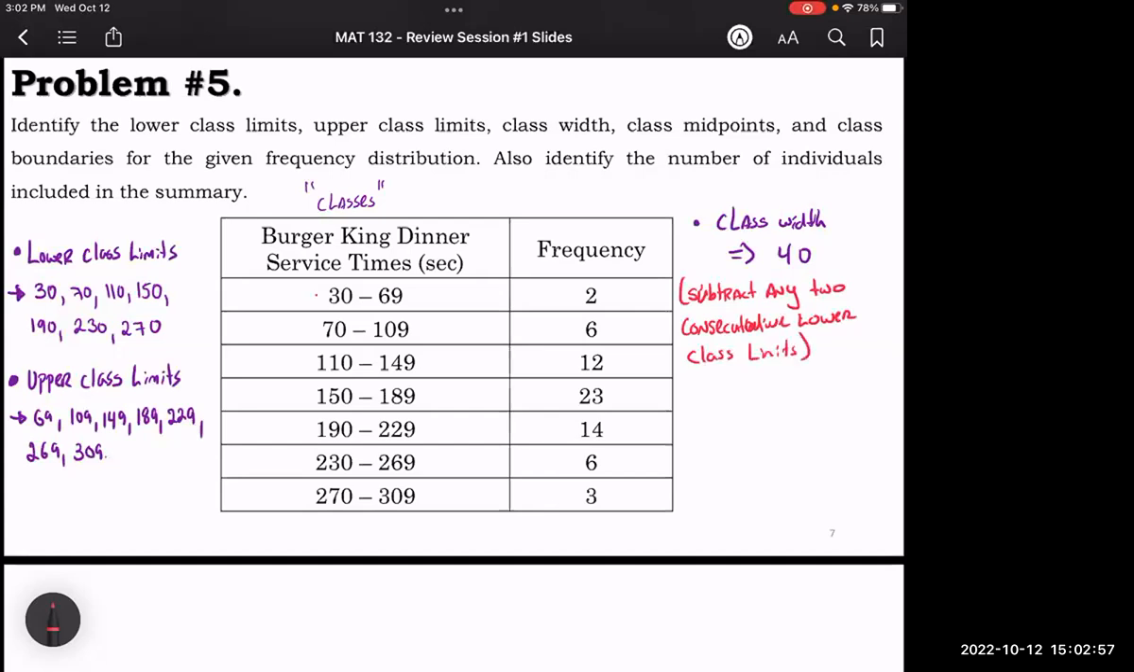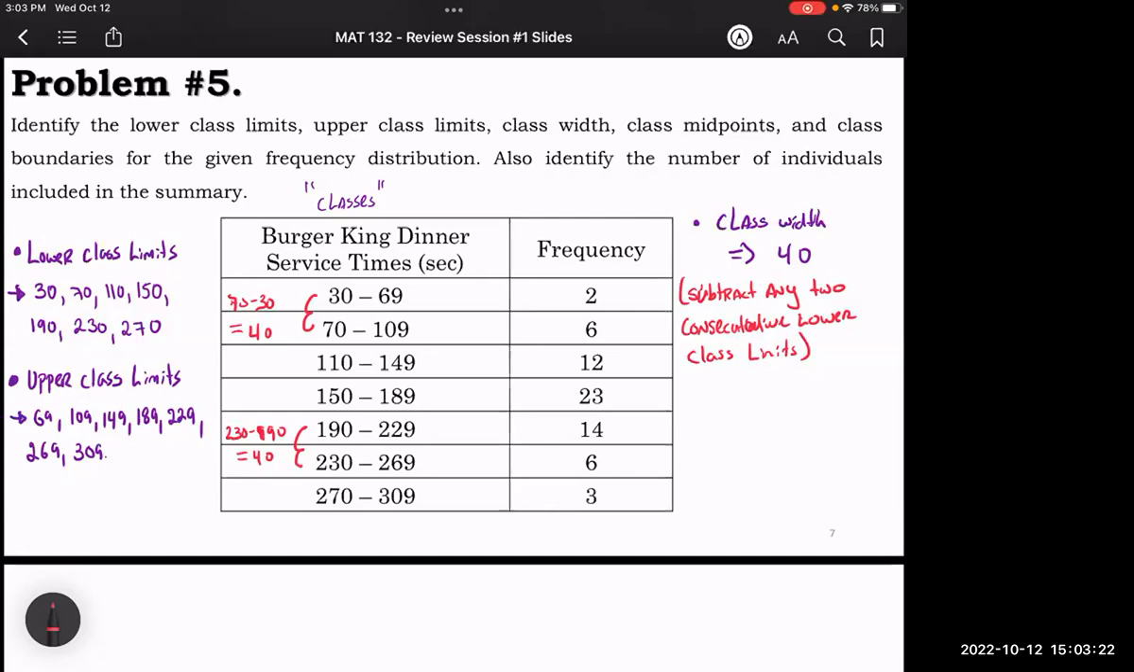So for example, if I took 70 minus 30, 70 minus 30 is equal to what? 40. I don't have to just use these 2 lower class limits. I could have used somewhere around here. What's 230 minus 190? It's still 40, right? So you can use any 2 consecutive lower class limits. Okay, so that's our class width.